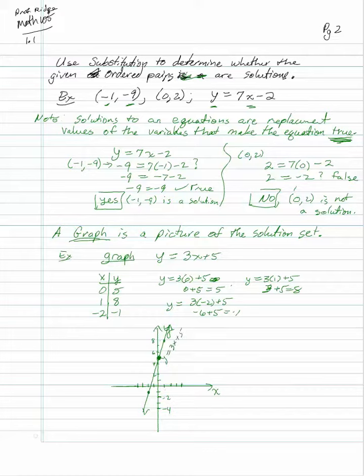Now again, I want to emphasize this. Every point on this line is a solution to the equation y equals 3x plus 5. Every point that's not on the line is not a solution. So you can look at this real quickly and see what works, what doesn't work. All right?